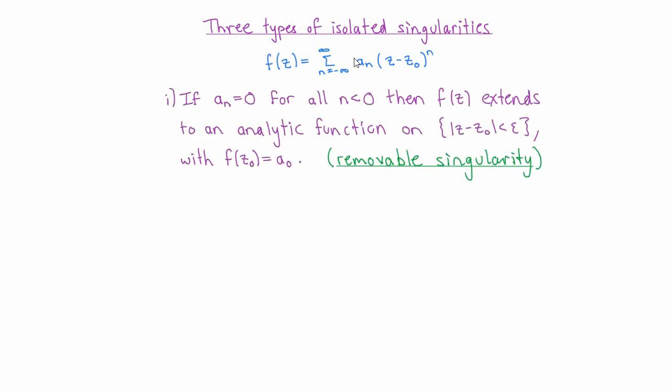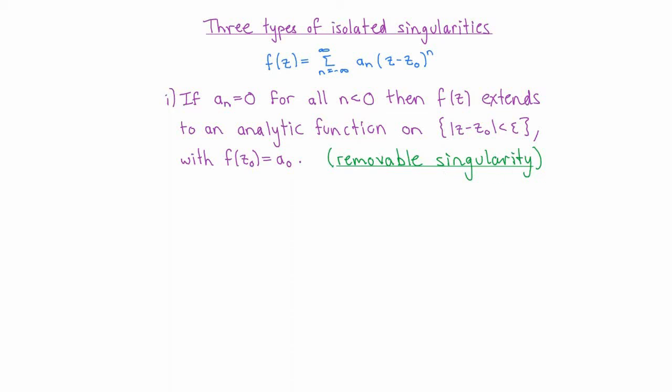First of all, if the coefficients a_n are 0 whenever n is less than 0, then the Laurent series expansion of f is really a power series expansion, and f of z extends to an analytic function on the whole open disk of radius epsilon centered at z0. In that case, we call the isolated singularity at z0 a removable singularity.